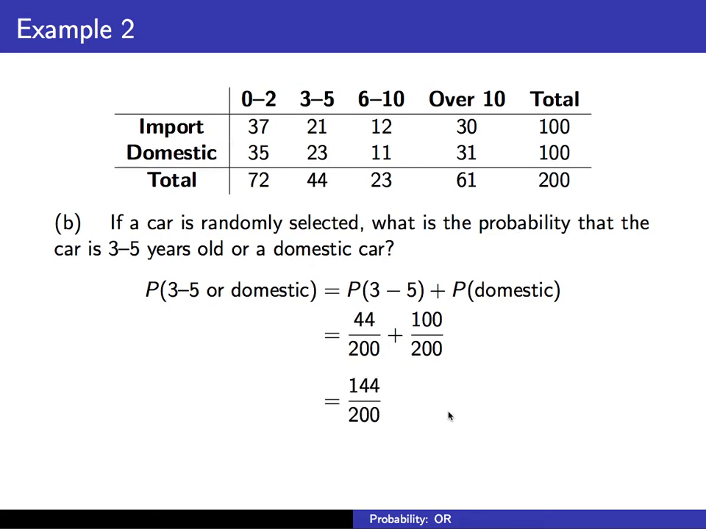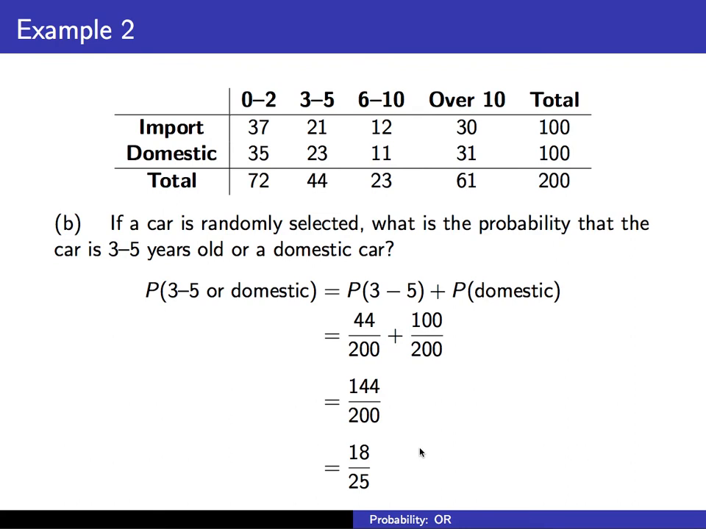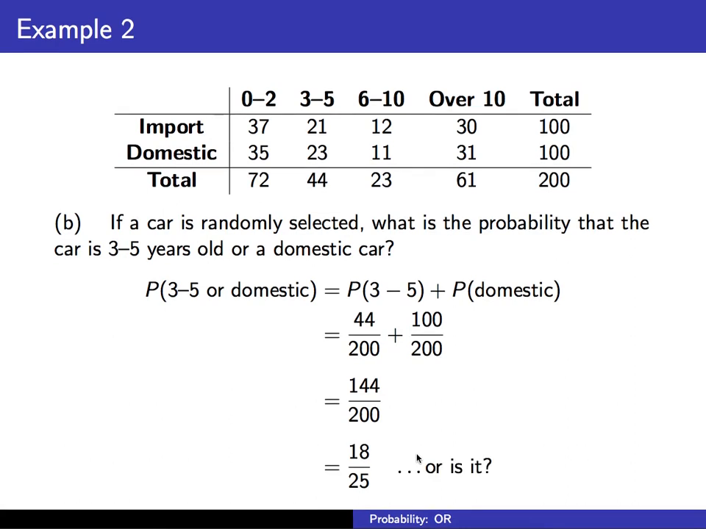So our probability for selecting a car that's 3 to 5 years old or a domestic car is 144 out of 200, which is 18/25. Or is it?